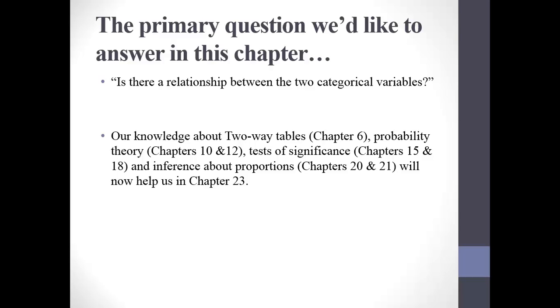More broadly, going beyond what we did in chapters 20 and 21, where we looked at specific categories, now we want to answer a question like: is there a relationship between the two categorical variables overall? Instead of just comparing individual categories or groups, we're going to say something about these variables overall. We're going to use what we've learned before to segue into the methods for this chapter.